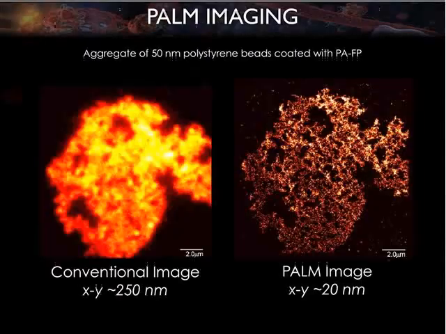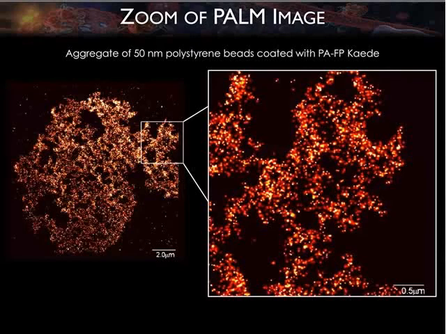To illustrate the power of PALM/STORM imaging, here's an aggregate of 50 nanometer polystyrene beads that have been coated with the photoactivatable fluorescent protein Kaede. On the left, you can see the conventional image, which gives only an XY resolution of about 200 nanometers. By comparison, if we shift over to the PALM image, you can see a resolution of 20 nanometers. And if we zoom in on that PALM image, as shown in this slide here, you can see we have the capability of seeing individual 50 nanometer beads within that large aggregate.